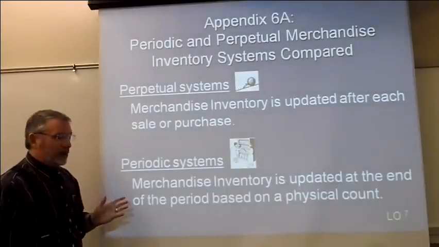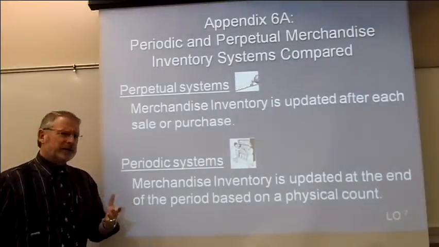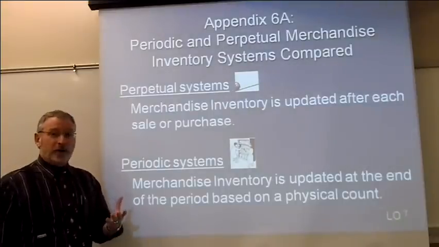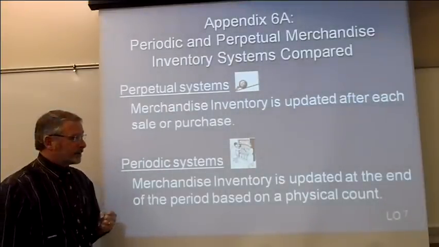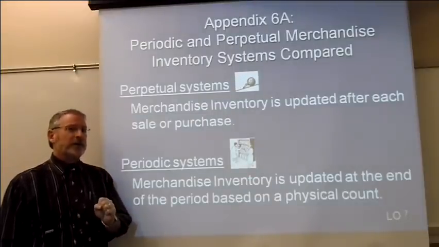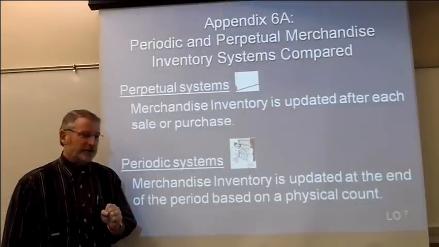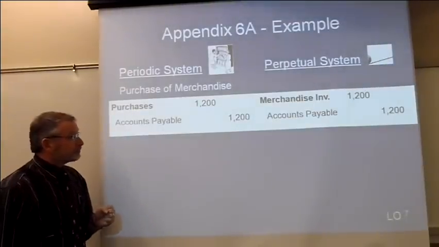Today we're going to focus our attention on the periodic system, where we only update the inventory account and determine the cost of goods sold periodically rather than continuously. The entries look very much the same, but you'll notice some differences in the accounts that we actually use. Let's start off when we purchase some inventory.